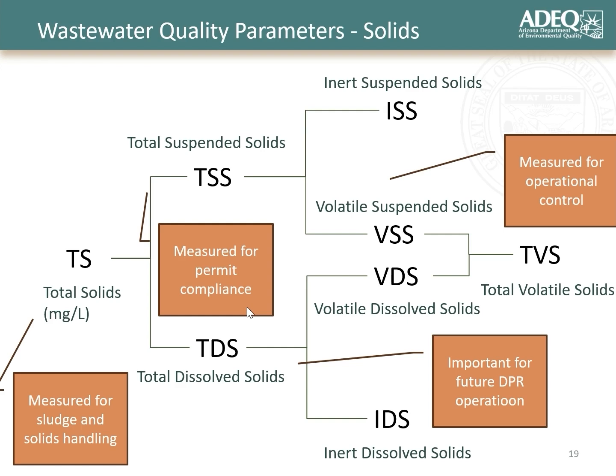Now, as I said, total solids is the combination of total dissolved solids and total suspended solids. Most of the time, we just measure total solids when thinking about solids handling and solids disposal, like biosolids. We measure that in total solids just for ease of operation, ease of measurement. Now, total dissolved solids really is not going to be important for most wastewater treatment plants, but may become important in the future for direct potable reuse operations. But that's not covered for today. We're going to largely be focusing on total suspended solids and two main fractions of it: inert suspended solids and volatile suspended solids. These are measured for operational control largely.